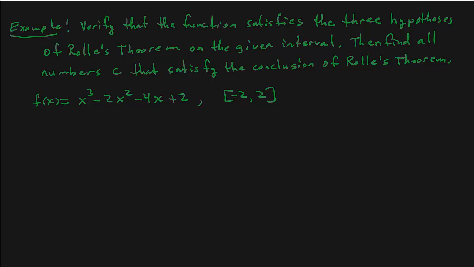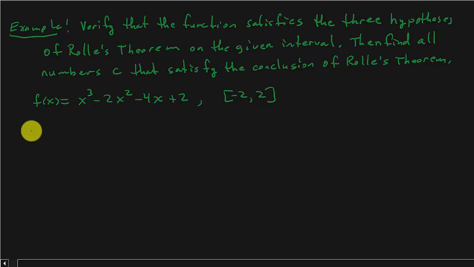All right, so we've got to make sure it satisfies the 3 hypotheses of Rolle's theorem. Remember what they are? The function is continuous on the closed interval, -2 to 2, which is the case. It's a polynomial. And it's differentiable on the open interval, -2 to 2. It's a polynomial. So that's easy to verify there. But now we've got to show that f of a is equal to f of b.